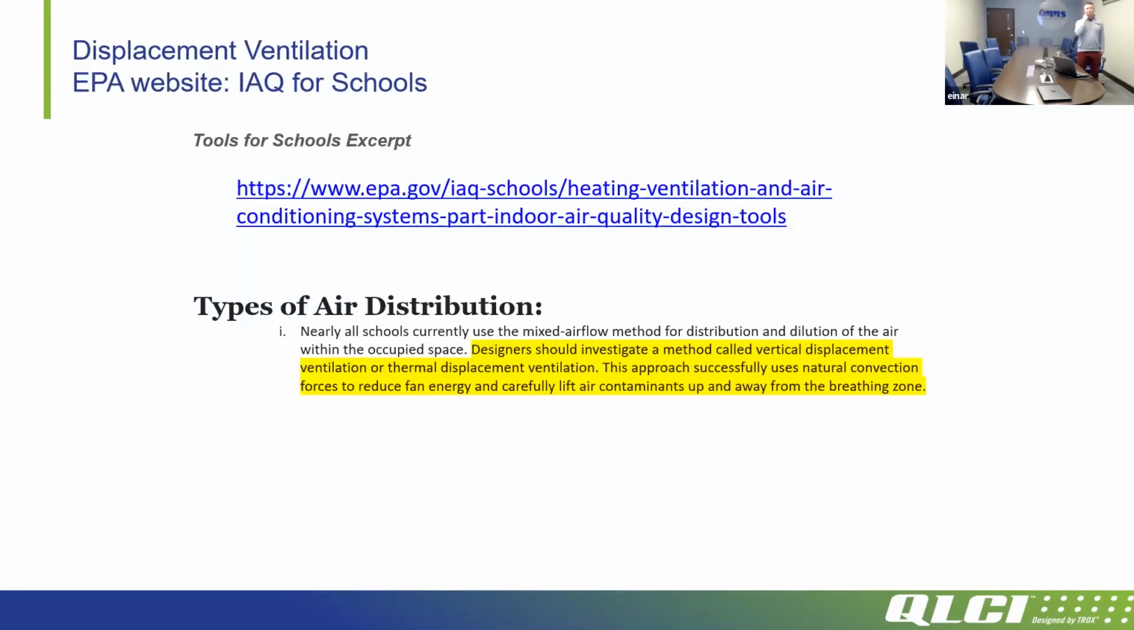Here's a comment from the EPA in their IAQ guidance for schools. If you click on this web link under types of air distribution, even though schools are mostly designed with mixed air systems, highlight yellow: designers should investigate a method called displacement. This approach successfully uses natural convection and, more importantly, reduces fan energy and lifts contaminants up and away from the breathing zone. Very powerful comment from an entity like the EPA.